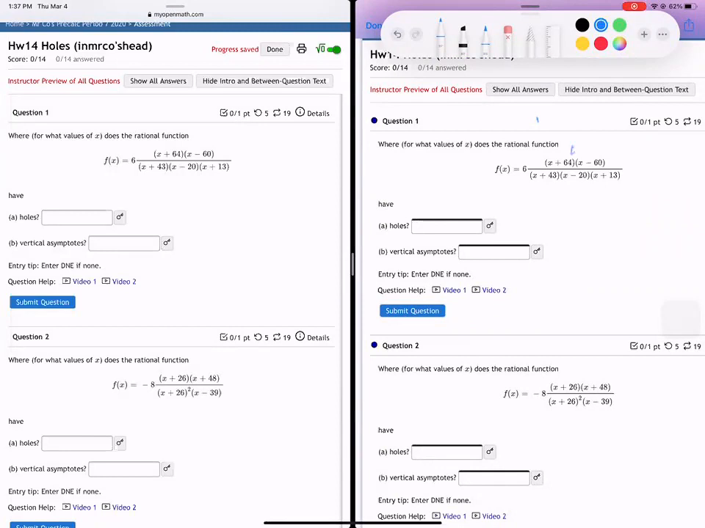64? Nope, no 64 is on the bottom. 60? No 60 is on the bottom. So there are no holes here. And I'm going to write, plug in here, there is nothing. So they want you to write D and E. So if there are no holes, the tip on the trick here, they gave a tip, is write D and E. So I'm going to write D and E. Does not exist here.